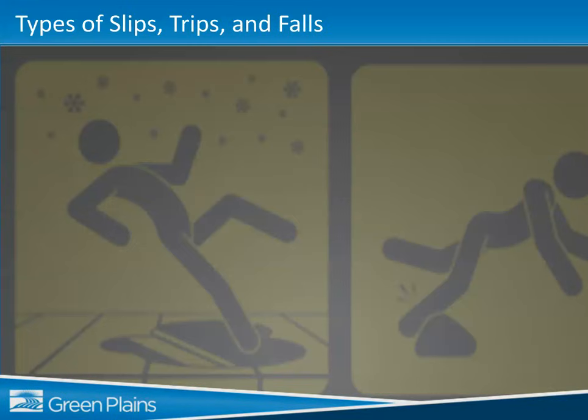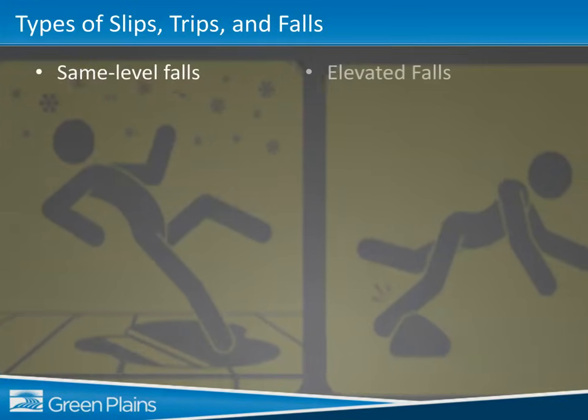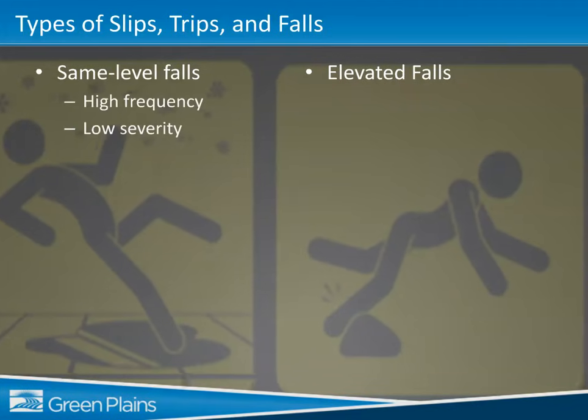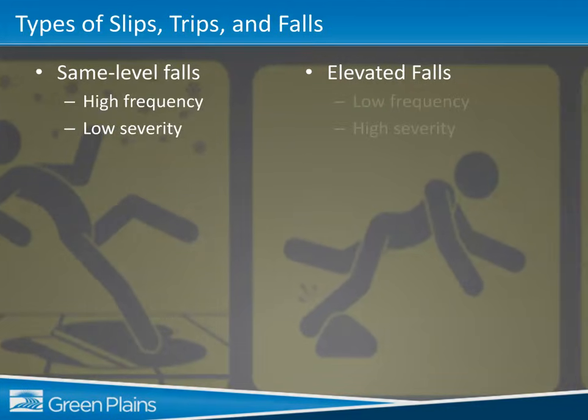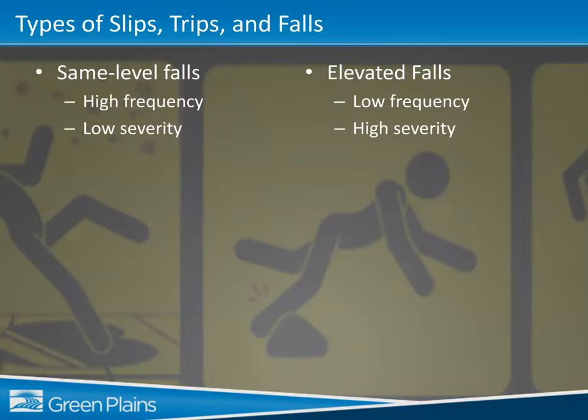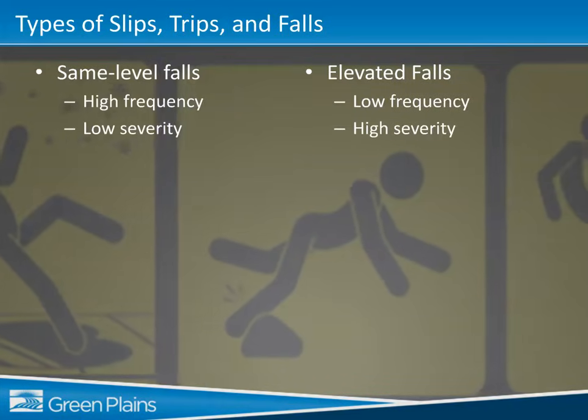Falls are one of 2 basic types: same-level falls and elevated falls. Same-level falls have a high frequency rate with a low severity impact, while elevated falls have a high severity impact but report a low frequency rate. Same-level falls are generally slips or trips.